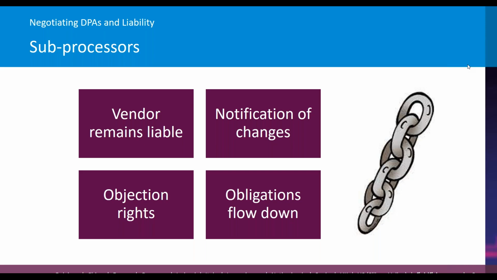And similarly, if you do have the right to object, what happens if you do? Does that mean that you negotiate with the vendor to find an alternative? Do you have the right to terminate that affected part of the service, or perhaps to terminate the agreement in whole if you object to a sub-processor and you can't find an alternative solution? You always have to think about where this is actually going to take me, and how strong that right is. So those are some of the things to think about.